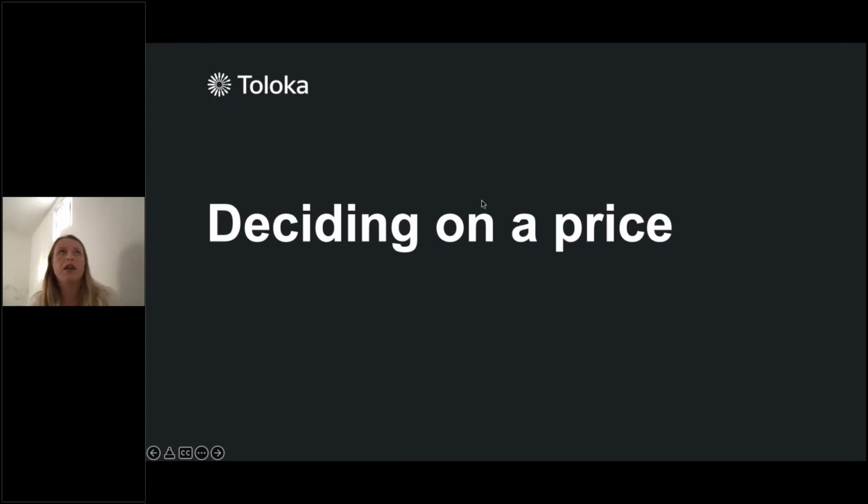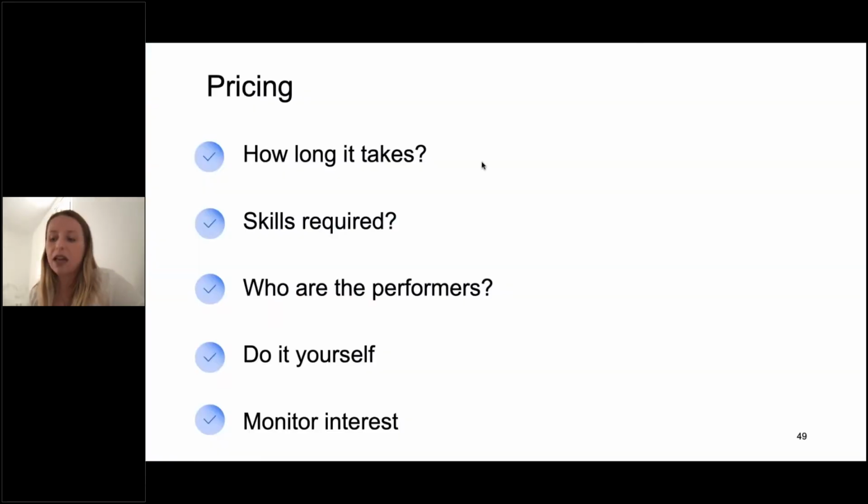Another important part of building the data pipeline is deciding on the price. And this is something that a lot of people ask when trying to build a data labeling pipeline. And there is actually not an easy answer here. And the answer probably is it depends on the project.